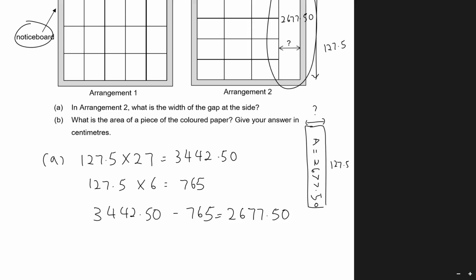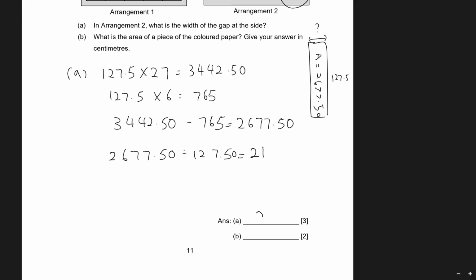So you get your answer, which is 2677.50 divided by 127.50, which will leave you with the width. Let me use my calculator and see: 2677.5 divided by 127.5. If you get a very nice number, you are most likely on the right track. And I got 21. So 21 is the width, 21 centimeter.